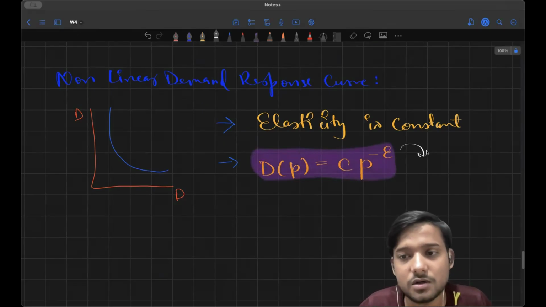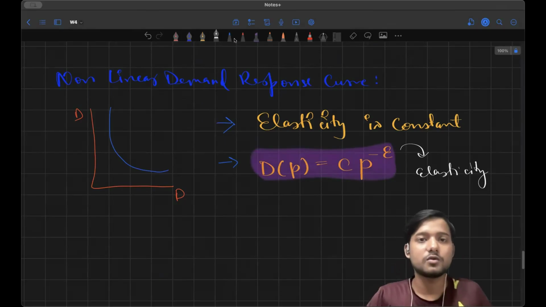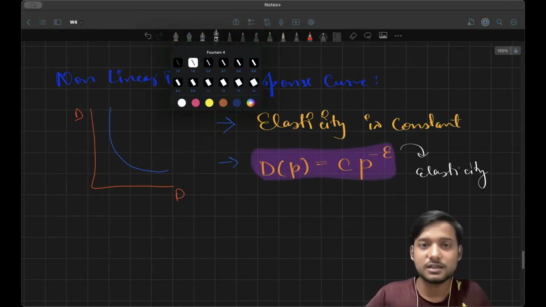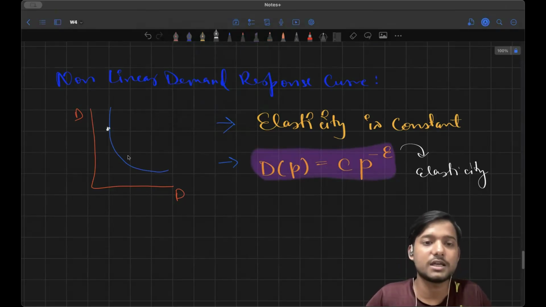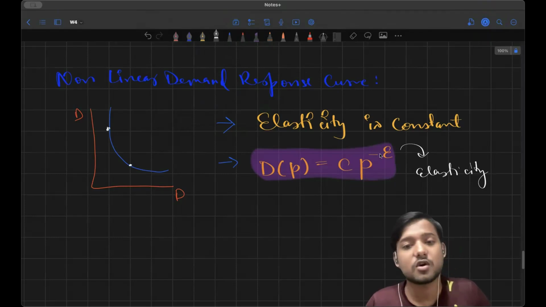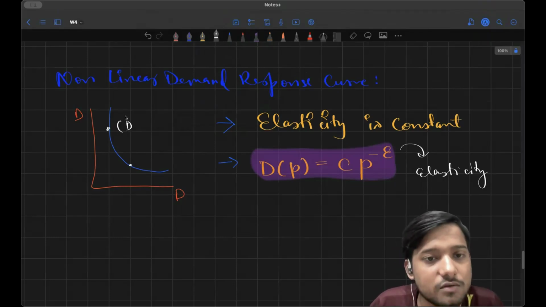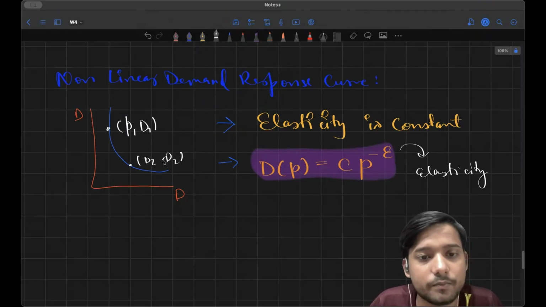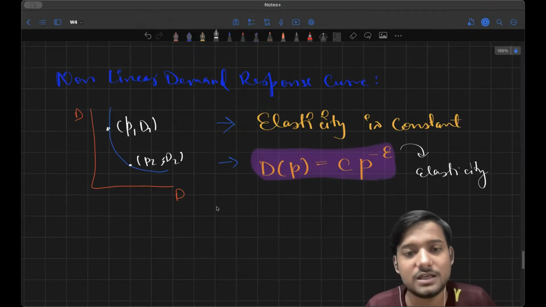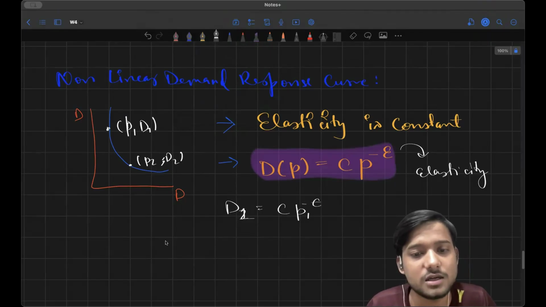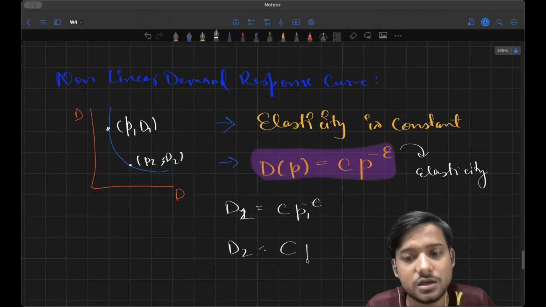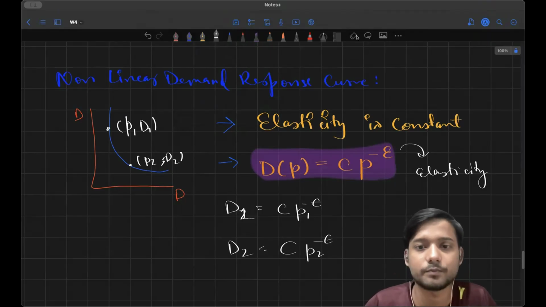And here this epsilon is my elasticity. Now it is very important to know that in this graph, my elasticity is constant. Therefore, this epsilon is not going to change. So let's say this point is P1, D1, and this point is P2, D2. I can very easily write that D1 is going to be C, P1 to the power negative epsilon, and then similarly, D2 is equal to C, P2 to the power negative epsilon.